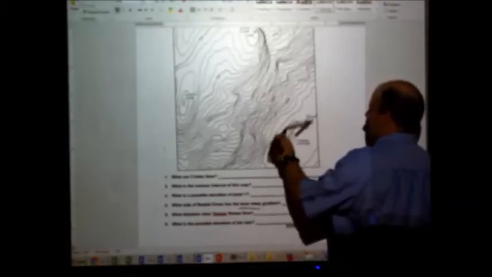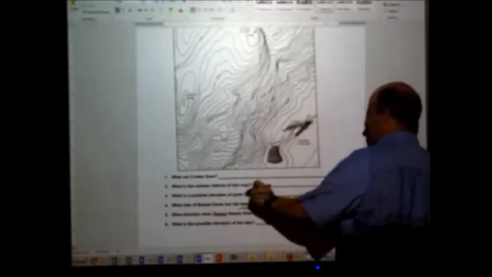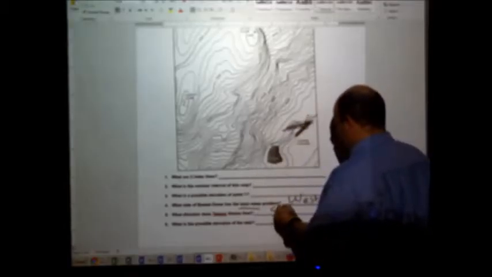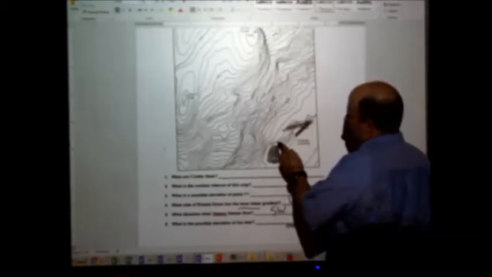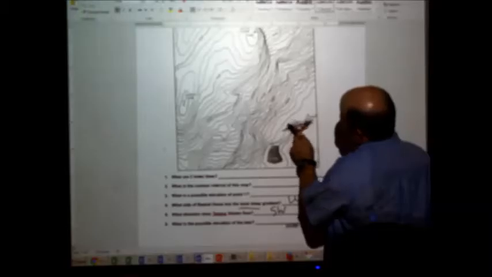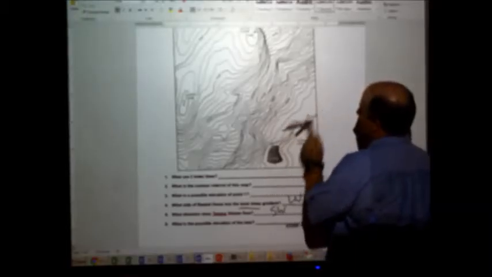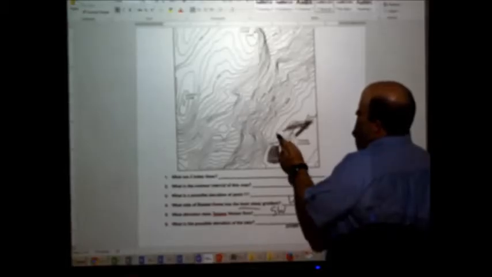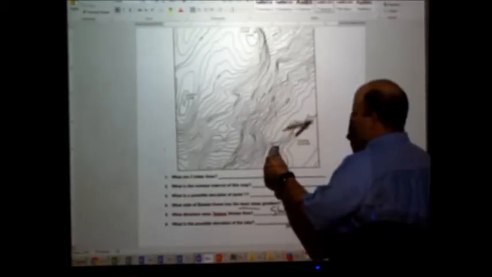Number 5, what direction does the Tenya stream flow? Well, if the contour lines are pointing this way, to the northeast, that means it's flowing to the southwest, into the lake. Southwest. What is the possible elevation of the lake? Well, this is 4,000 here, okay? And these lines are going up and down by the contour interval. It's 100: 4,000, 4,100, 200, 300, 400, 4,500. So the next going down would be 3,900.